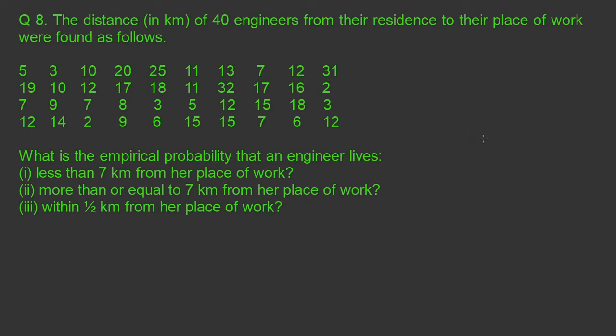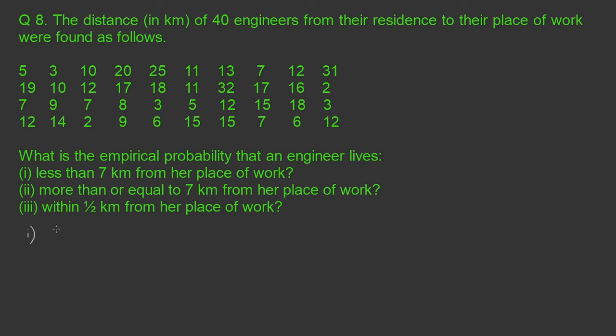Let us do the last question in this video, question number 8 of the exercise. The distance in kilometers of 40 engineers from their residence to their place of work were found as follows. Data is given and 3 questions are also given. We need to calculate the empirical probability that an engineer leaves. We are going to do this question. Question number 1: less than 7 kilometers from her place of work.